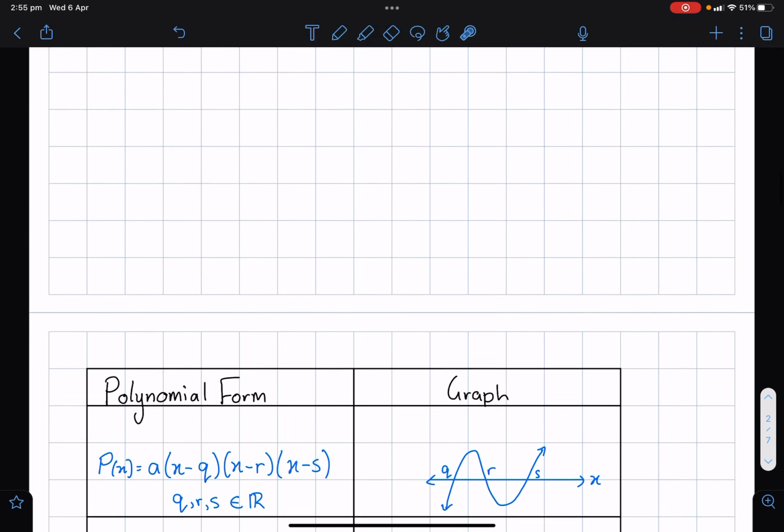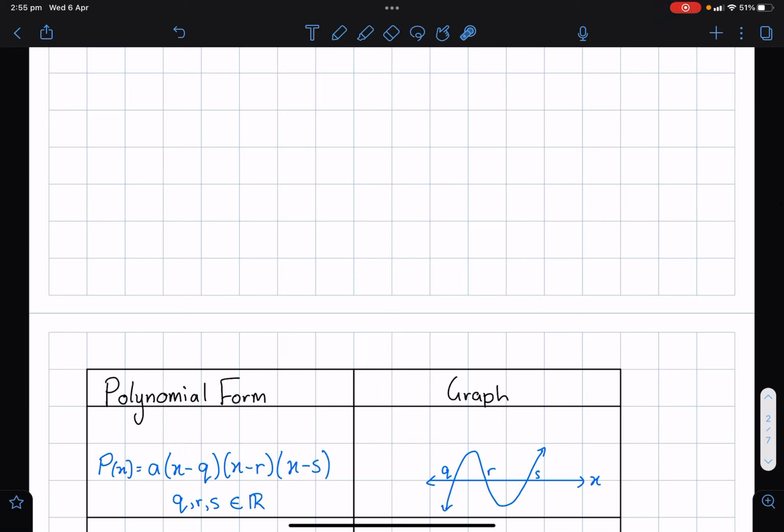So when we have a cubic polynomial in the form P(x) equals a times (x − q) multiplied by (x − r) multiplied by (x − s), where q, r, and s are in the real number set, then our graph will look like this. So it will cut the axis at q, r, and s, which are our zeros.